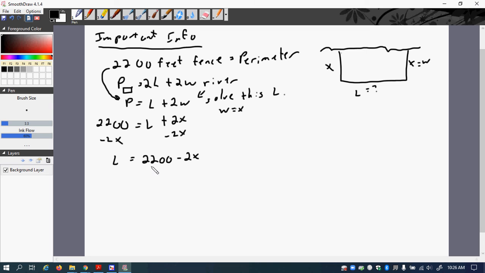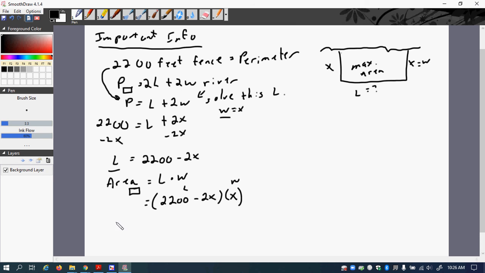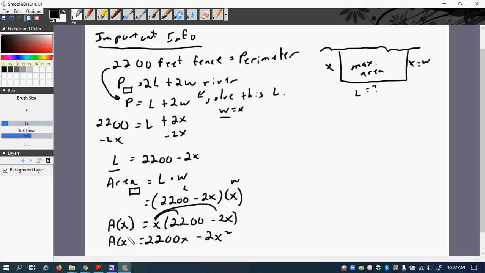Okay, so now I know my L. So I need to maximize my area. Well, area of a rectangle is length times width. I know my length and I know my width. So it's going to be 2,200 minus 2x times the x, because this is my width and this is my length. So I could call it h of x, and I'm going to flip it to the other side. And so now I'll just distribute, and so now I'll get 2,200x minus 2x squared, and that'll be my h of x.